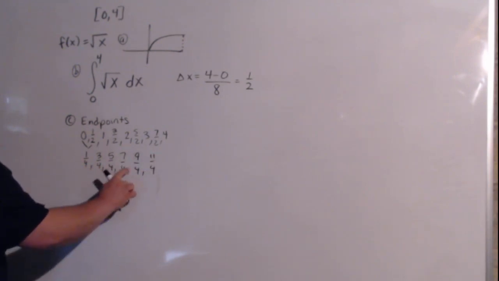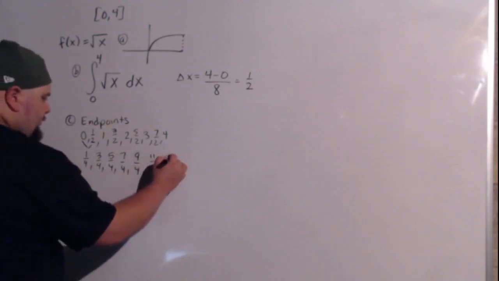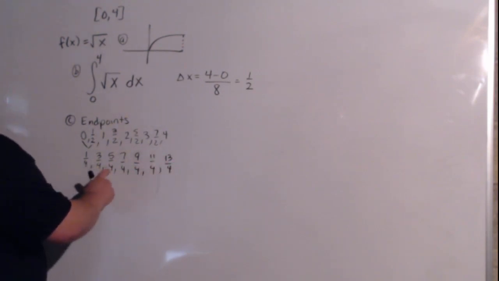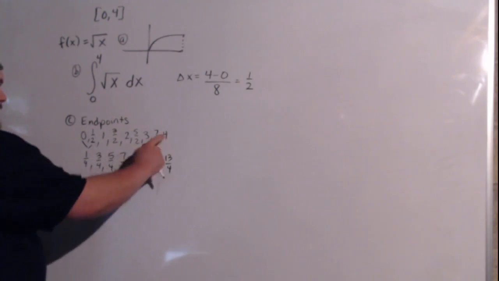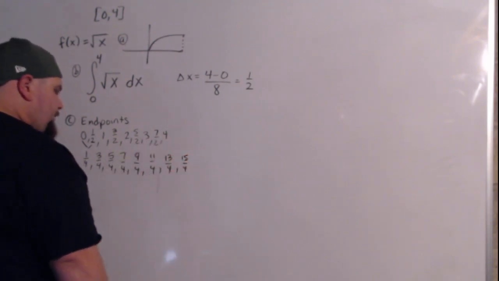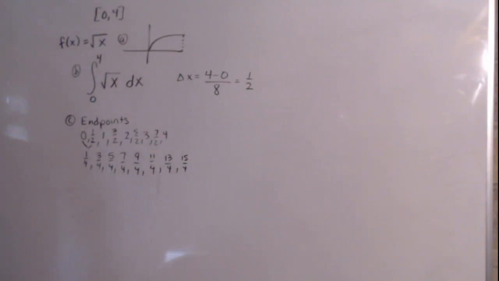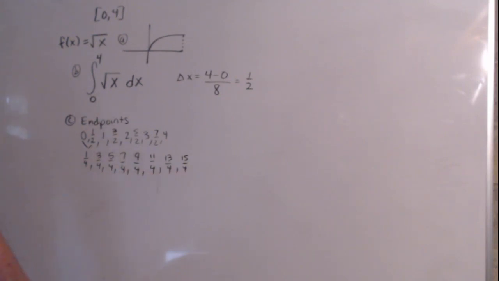1, 2, 3, 4, 5, 6. No, not quite. 13. So let's see, 16/4 would be 4, so 15/4. So 1, 2, 3, 4, 5, 6, 7, 8. If there were 8 rectangles, there should be 8 midpoints. So that's good.